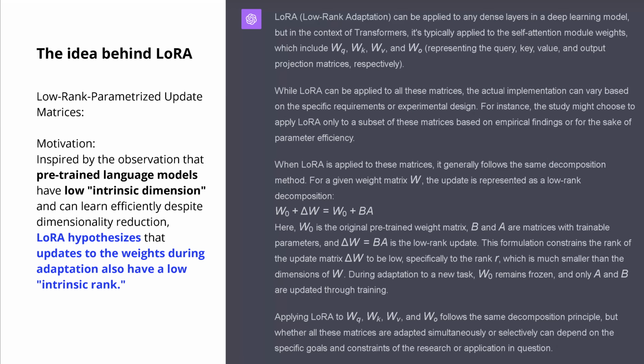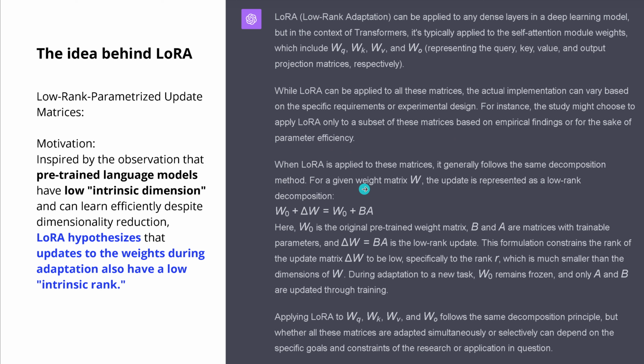Great. So we have LoRA, our low rank adaptation, for our self-attention module weights. And here we have our weight tensors for the query, for the key, for the value, and for the output projection matrices, respectively. So you can apply LoRA only on a subset of the matrices based on empirical findings or for the sake of parameter efficiency.